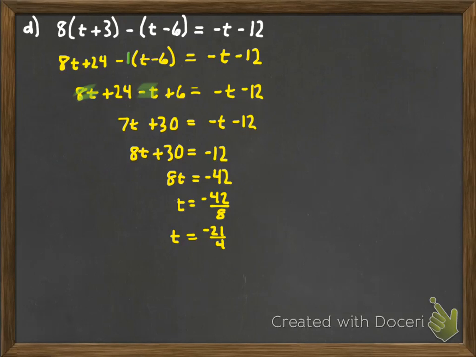Now, if you wrote that as negative 5 1/4, a mixed number in other words, that's fine. If you wrote it as negative 5.25, that's fine. As long as you're not rounding, I don't care how you leave the answer, truly. Okay, as long as it's simplified, of course.